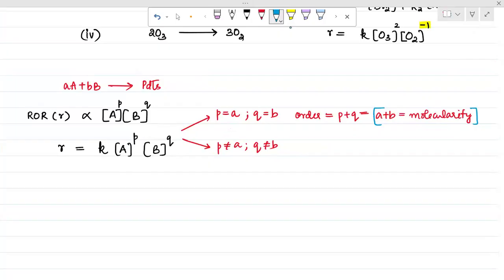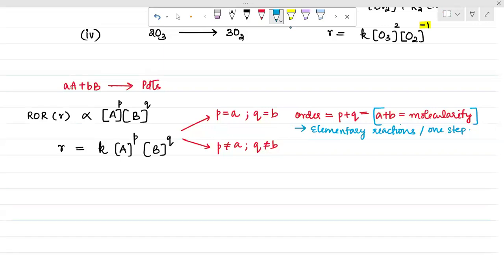So such reactions where the order of the reaction and the molecularity of the reactions are the same, where the order of the reaction P plus Q is equal to the molecularity A plus B, such reactions are called elementary reactions. Elementary reactions are very simple reactions which happen in just one step. There's only one step. You mix reactants, you get products. That's it. No intermediates. You simply mix them and you get the products.